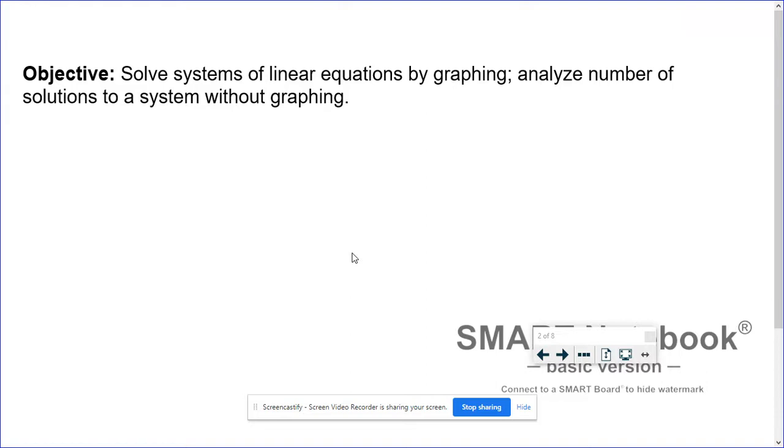Because basically what we'll see as this lesson unfolds is that there are three different scenarios that can happen when you solve a system. And based on one of those three scenarios, it'll tell you how many solutions you can possibly have.